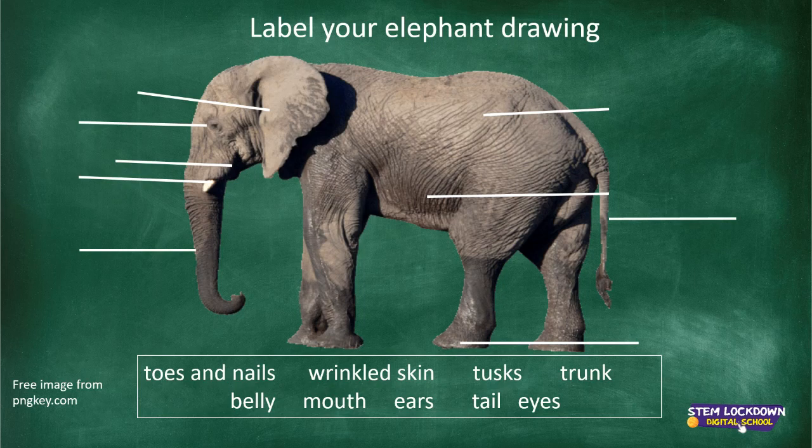Okay. Have you got the toes and nails? Have you got the wrinkled skin? Have you got the tusks? Do you have the trunk? Do you have the belly? Do you have the mouth? Do you have the ears? Do you have the tail? And do you have the eyes?